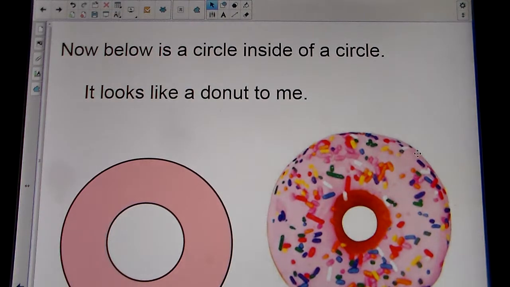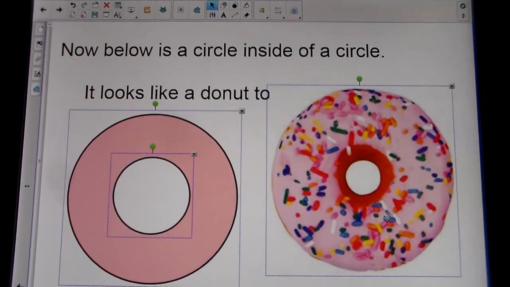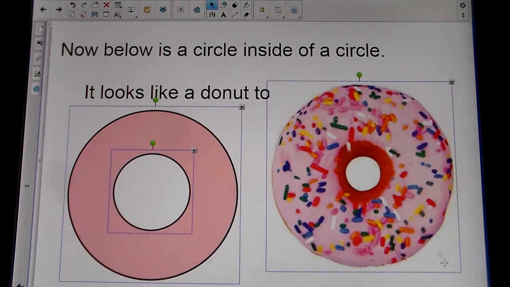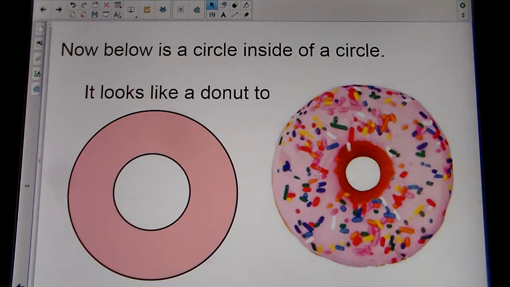Next is a circle. It kind of looks like a donut to me, similar to this picture of a donut. We have the outside of the donut, like the outside of a circle, and the inside of our donut circle is empty. And that's what I'm representing over here. The inside of the circle is empty. We'll slide them up. So you see it's a full round circle.